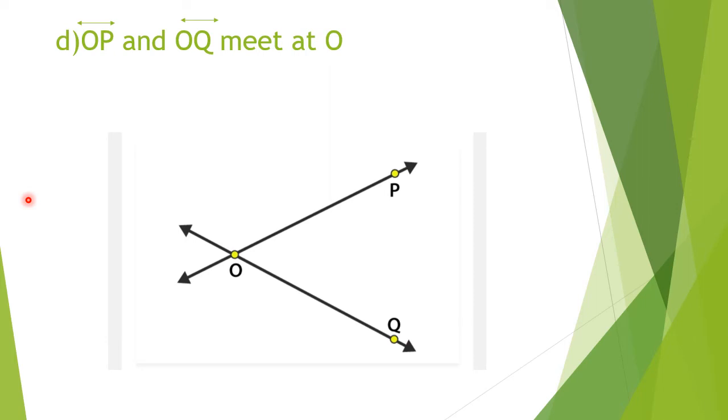Line OP and line OQ meet at O. So line OP and line OQ are 2 intersecting lines. Their point of intersection is O.